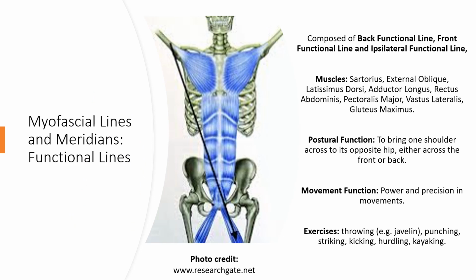Then we have the functional lines, where it's broken down into 3 more: the back functional line, the front functional line, and the ipsilateral functional line. The muscles involved here are the sartorius, external oblique, latissimus dorsi, adductor longus, as you can see what that black arrow is, rectus abdominis, it cuts across, the pectoralis major, the vastus lateralis, and the gluteus maximus.